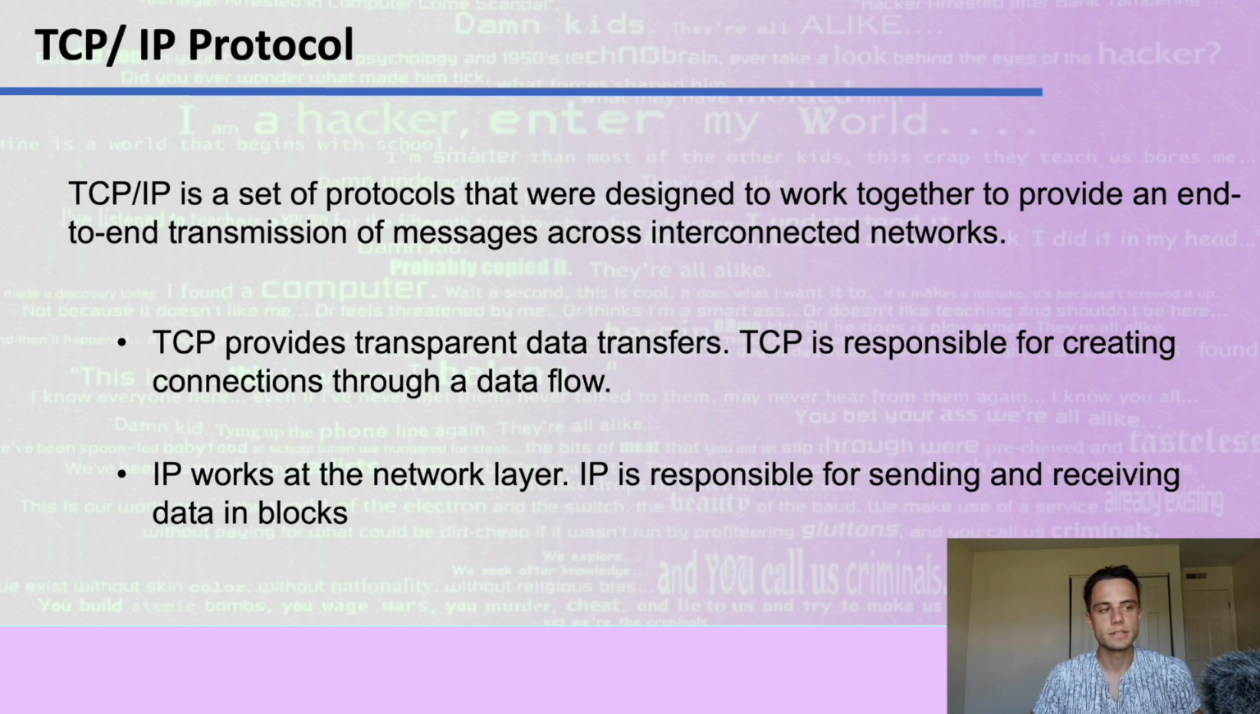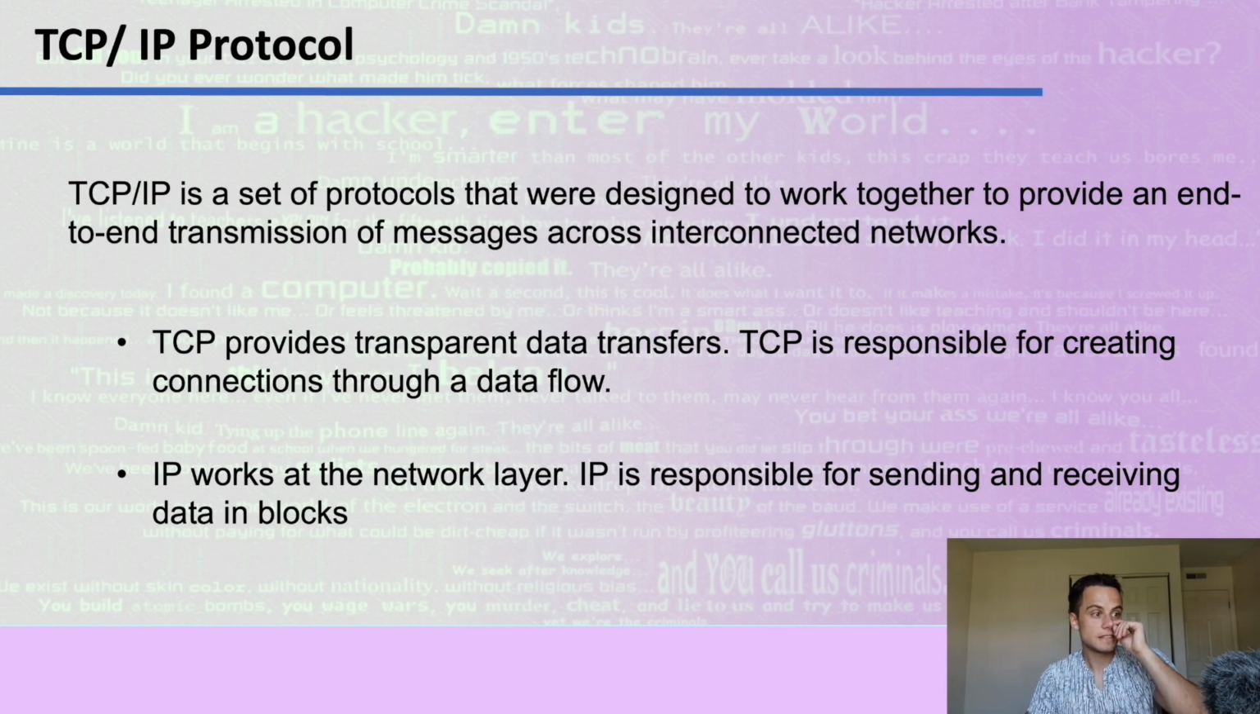The TCP and IP set of protocols are designed to work together to provide end-to-end transmission of messages across different interconnected networks. Usually we say that the TCP protocol works in the transport layer, while the IP protocol works on the network layer. TCP is responsible for creating connections through a data flow, and this process guarantees that the data delivered to the destination is without any errors, and is delivered in the same order in which we sent it out.